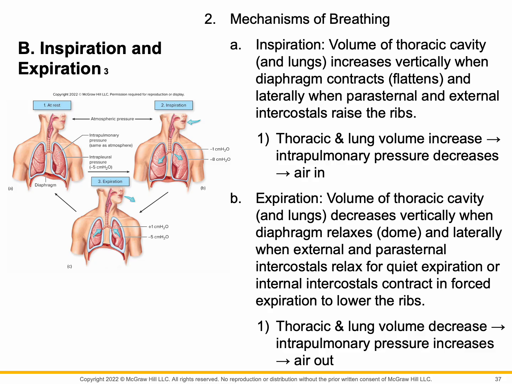During expiration, the volume of the thoracic cavity and the lung decreases vertically when the diaphragm relaxes or becomes dome-shaped, and laterally when the external and parasternal intercostals relax for quiet expiration, or internal intercostals contract in forced expiration to lower the rib cage. The thoracic and lung volumes decreasing causes the intrapulmonary pressure to increase and therefore lets the air out.